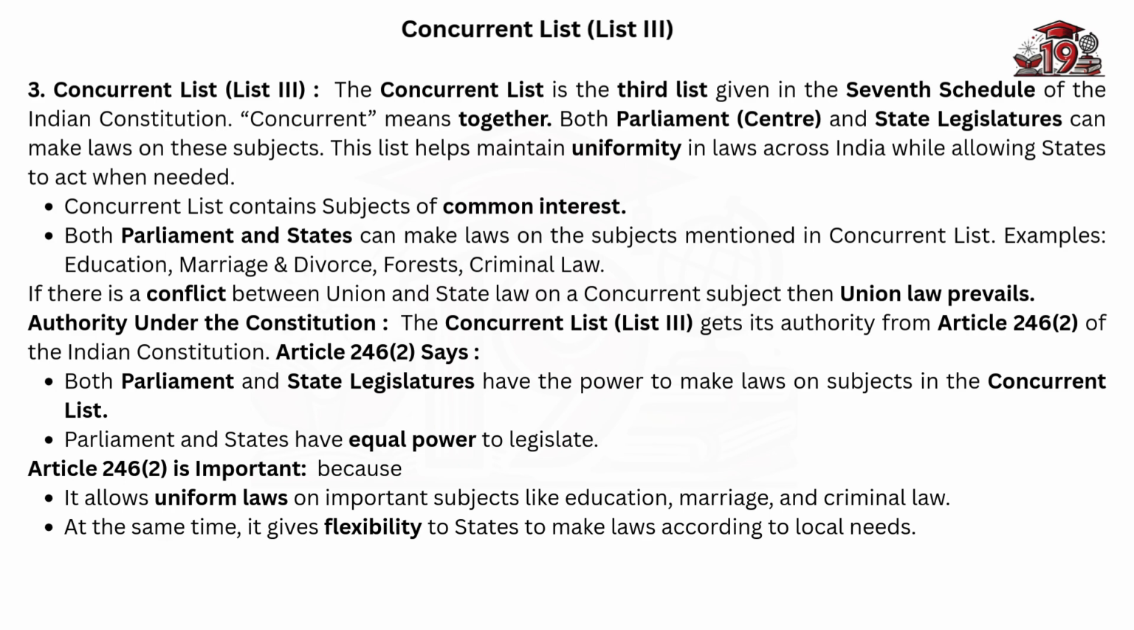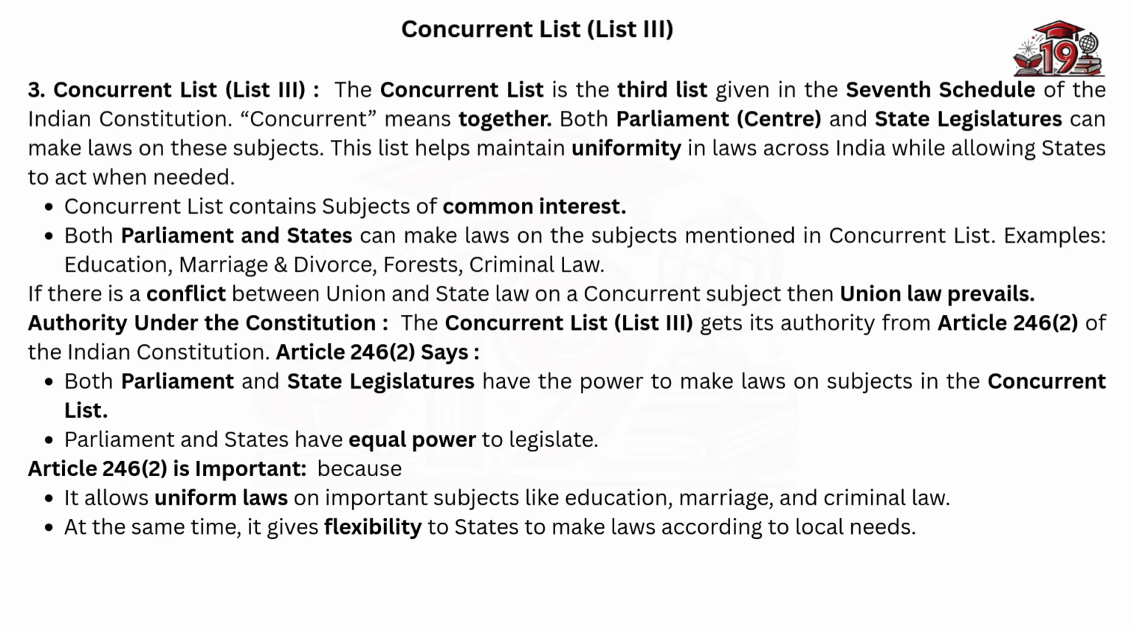3. Concurrent list. List 3. The concurrent list is the third list given in the 7th schedule of the Indian Constitution. Concurrent means together. Both Parliament, centre, and state legislatures can make laws on these subjects. This list helps maintain uniformity in laws across India while allowing states to act when needed.